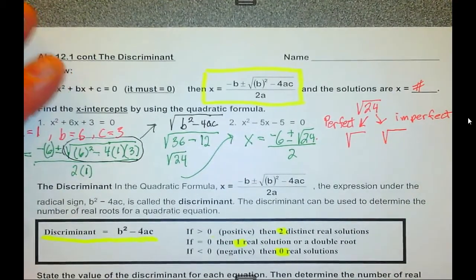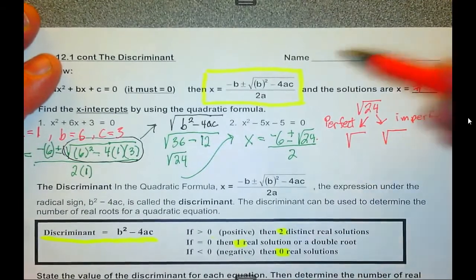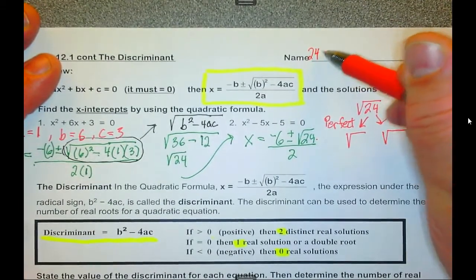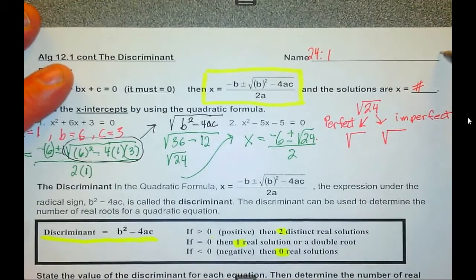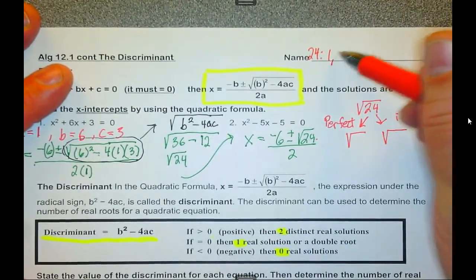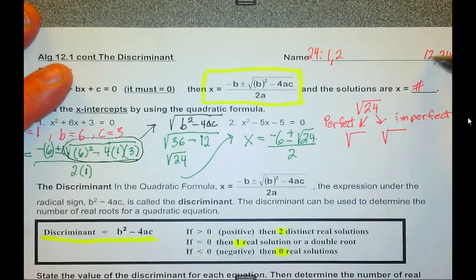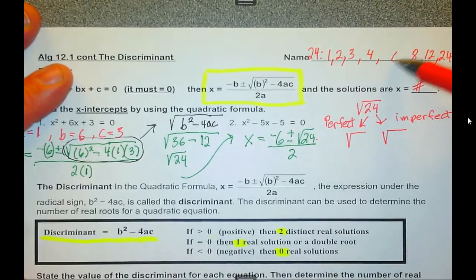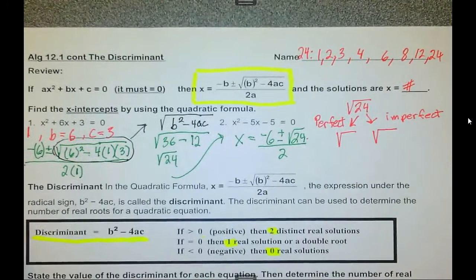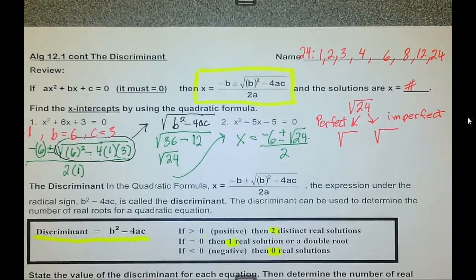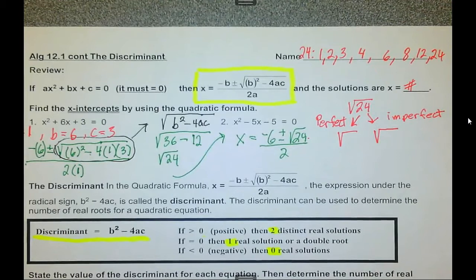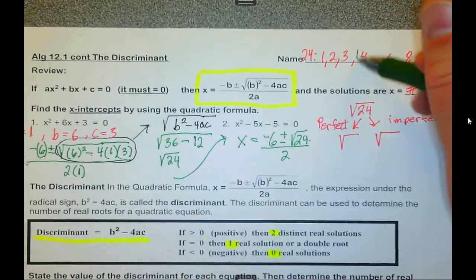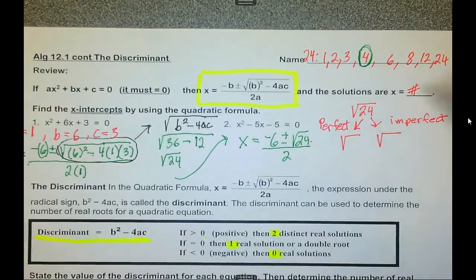Okay, now, what are the factors of 24? 1 and 24. 2 and what? 3 and 8. 4 and 6. So there's my factors of 24. Any of them a perfect square? Four is 2 squared. So that's my perfect square.